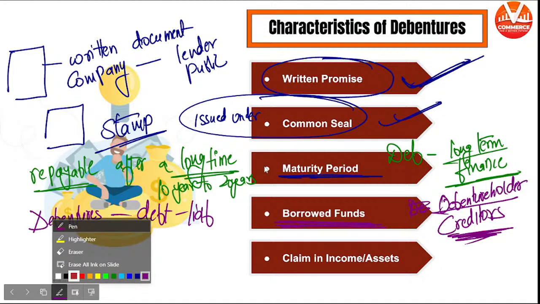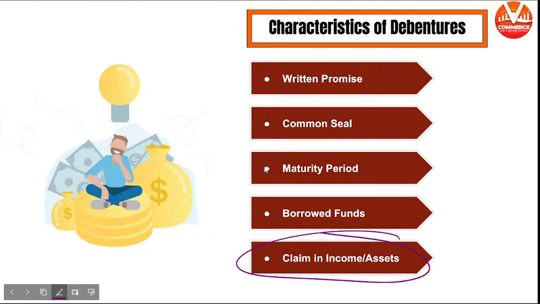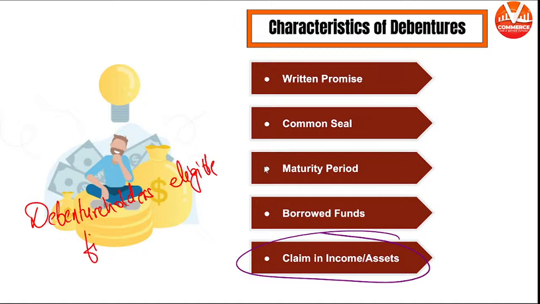And last but not the least, claim in income, claim in assets. So, debenture holders, the people who are giving you the money, they are also eligible for fixed rate of interest. हमें उनको fixed rate of interest देना पड़ता है. So, before the shareholders, debenture holders will be paid a fixed rate of interest. अब शेयर होल्डर्स को कुछ भी पे नहीं करोगे. फर्स्ट वी हैव टू पे इंटरेस्ट टू द डिबेंचर होल्डर. सो दिस इज क्लेम इन इनकम, क्लेम इन एसेट्स. हमें उन्हें टाइम पर इंटरेस्ट देना पड़ेगा एंड दैट विल बी फिक्स्ड.